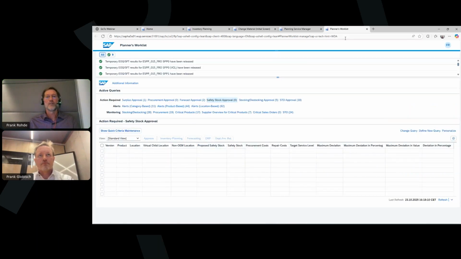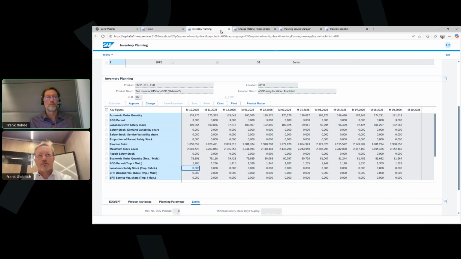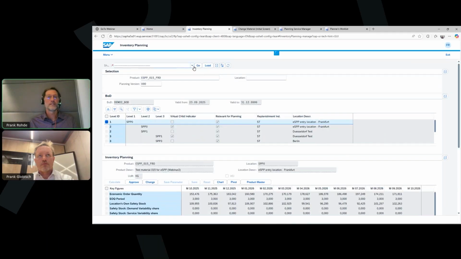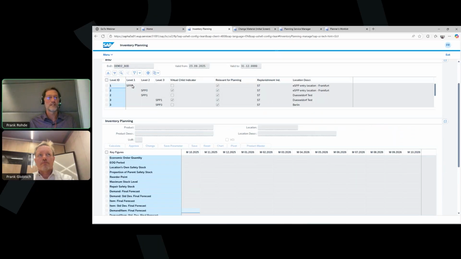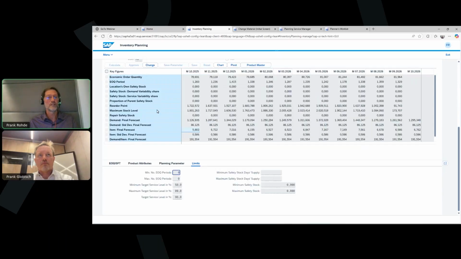And now we can go back to that one here and refresh it. We will see that the temporary key figures are gone because we approved it, and the new information got moved to the final key figures here. I forgot to compare the absolute numbers, but I wrote them down in the presentation.